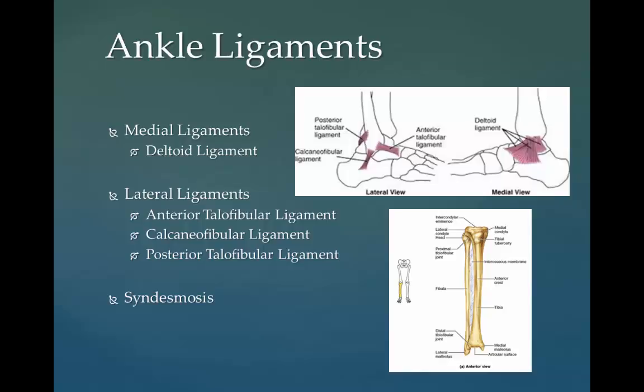The deltoid ligament supports the medial side of the joint and is attached at the medial malleolus of the tibia and connects in four places to the talar shelf of the calcaneus, calcaneonavicular ligament, the navicular tuberosity, and to the medial surface of the talus. The anterior and posterior talofibular ligaments support the lateral side of the joint from the lateral malleolus of the fibula to the dorsal and ventral ends of the talus. The calcaneofibular ligament is attached at the lateral malleolus to the lateral surface of the calcaneus.